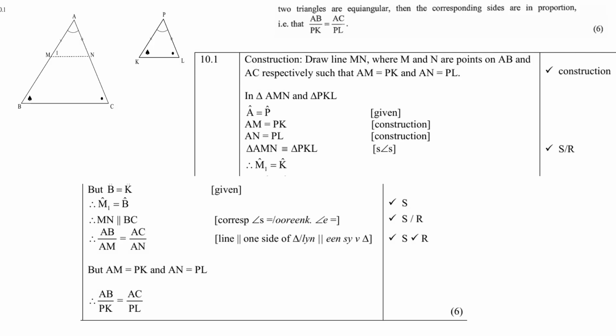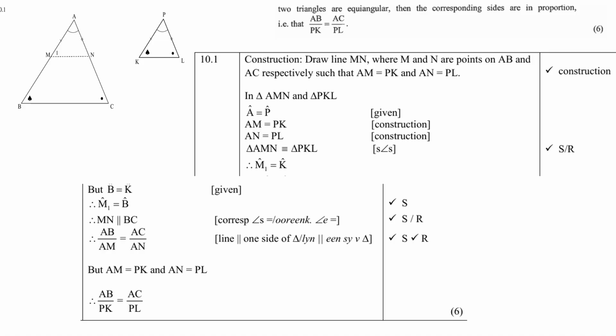Right, let's look at the solution of 10.1. So we need a construction. So 10.1, you must construct, draw line MN. Can you see where that dotted line is? Draw it, but you just don't draw it in any way. You need to adhere to certain things. You draw it so that AM is equal to PK and AN equals PL. So that is what must be done.